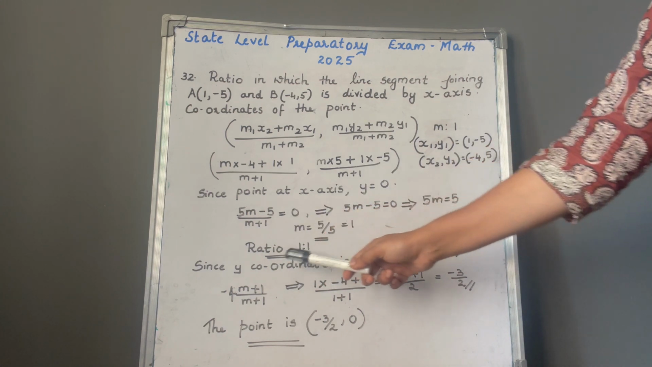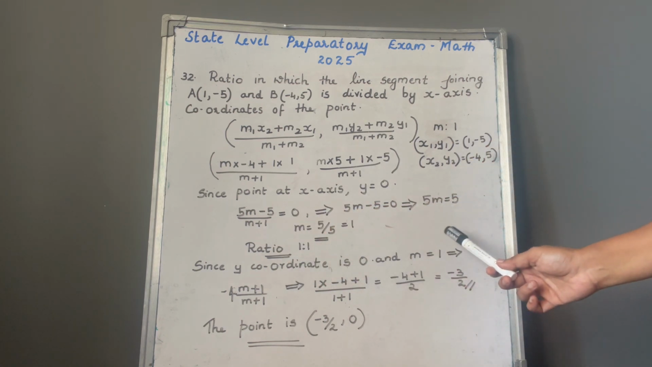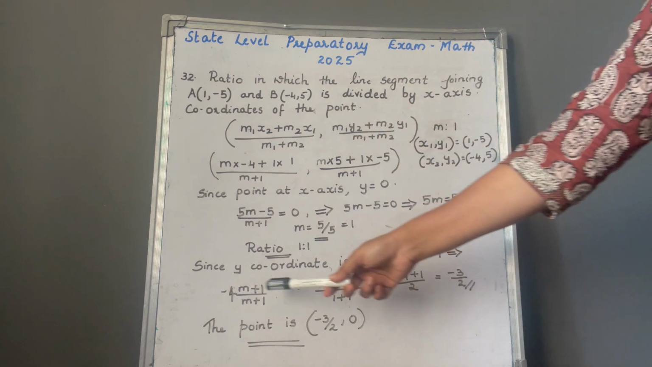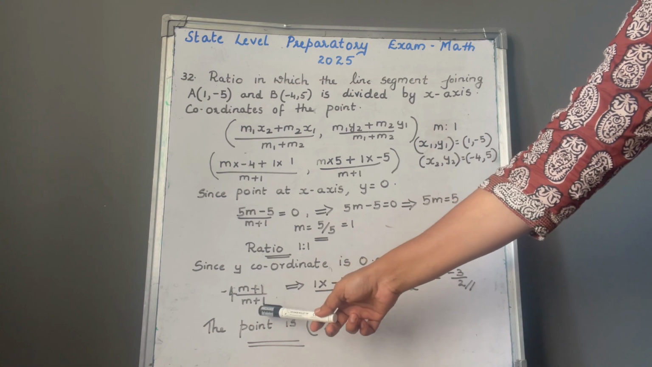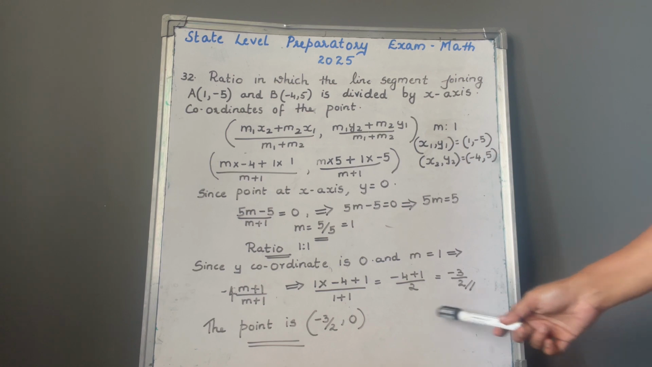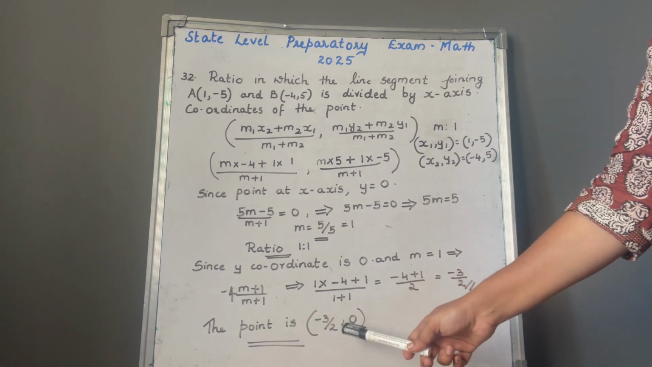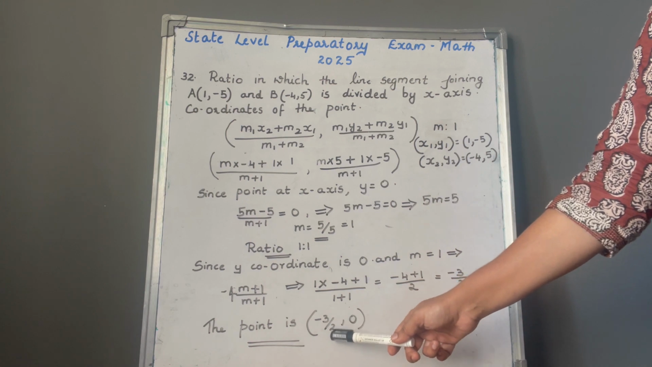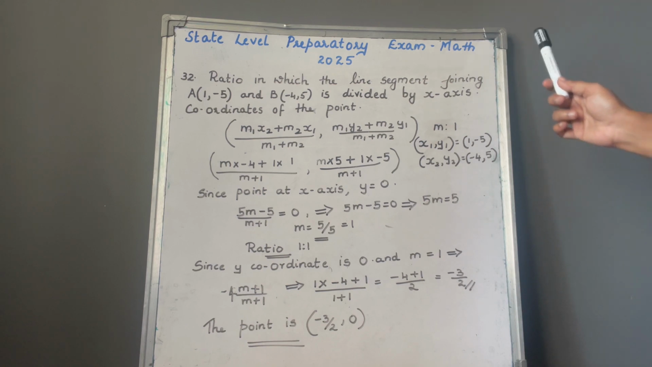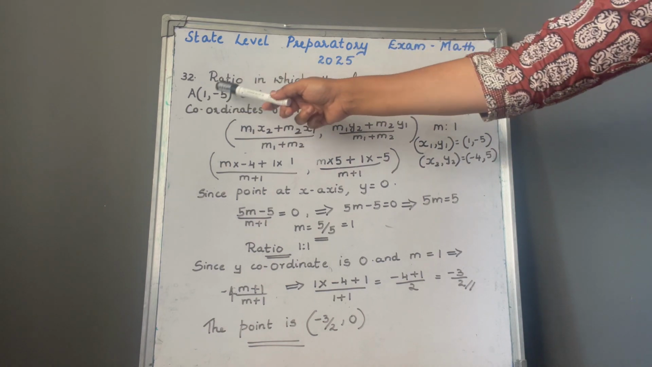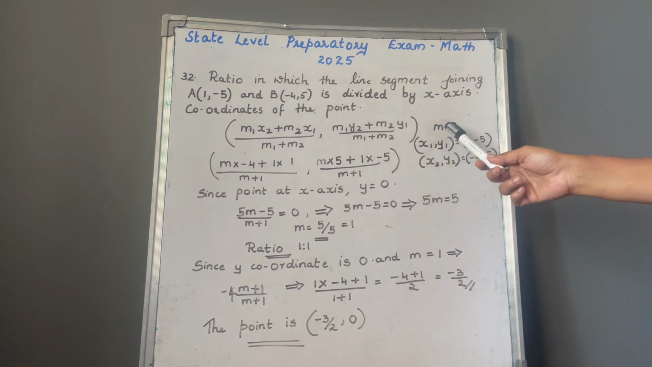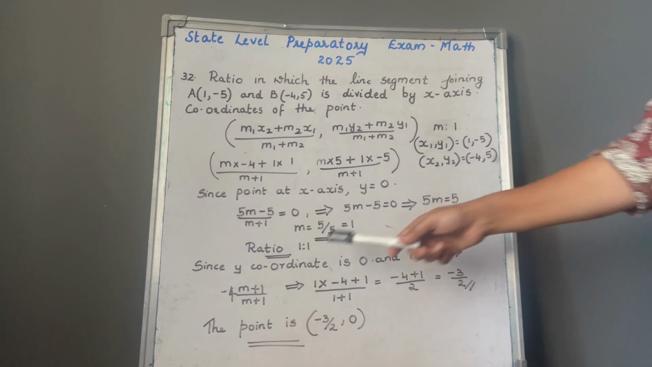Since the y coordinate is 0 and m is equal to 1, we can substitute the same in the x coordinate. So (-4m plus 1) by (m plus 1) gives -3 by 2. So the point is (-3/2, 0). So the point (-3/2, 0) on the x-axis divides the line segment joining A(1, -5) and B(-4, 5) internally in the ratio m is to 1, or 1 is to 1.